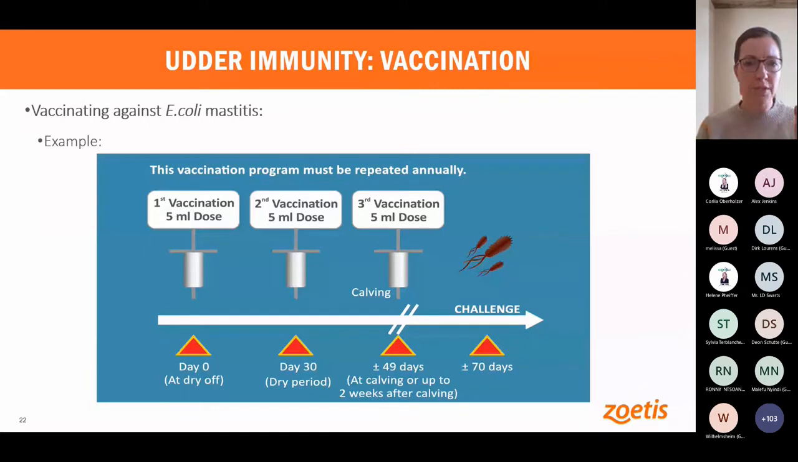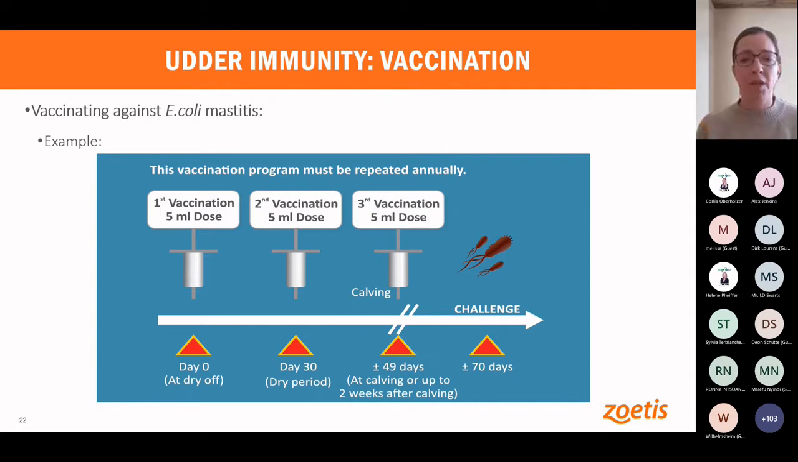So this program is for E. coli mastitis, and there are 3 doses that need to be repeated annually. We are used to, when vaccinating cows for other diseases that they've never been vaccinated against before, it's usually 1 dose, and sometimes it needs a booster 4 to 6 weeks later, and thereafter it's only 1 dose annually.